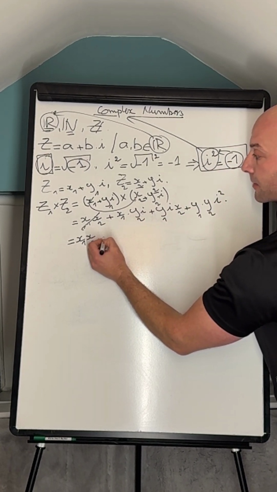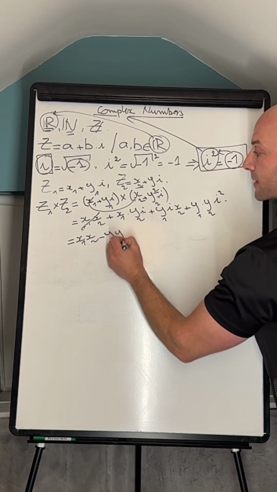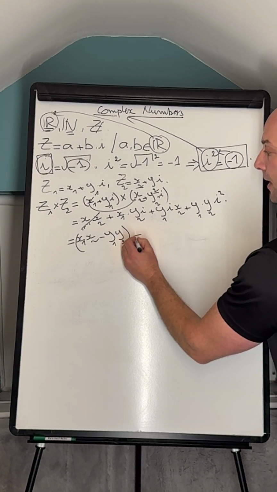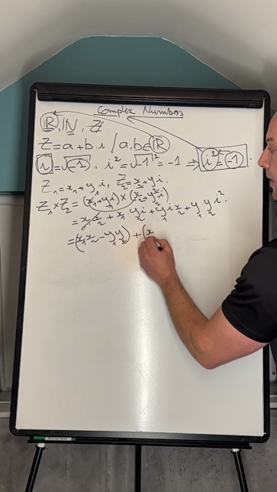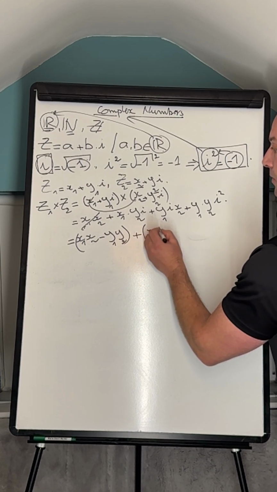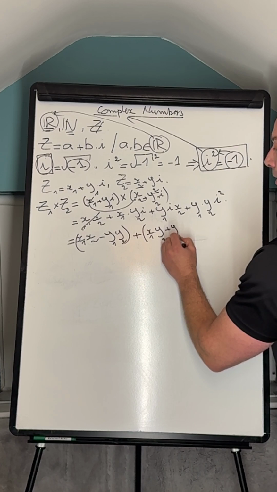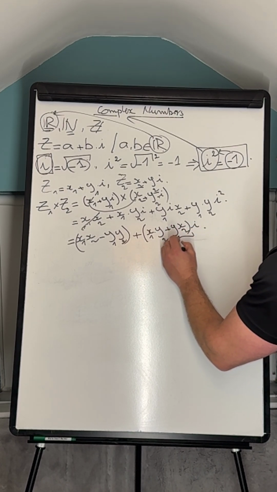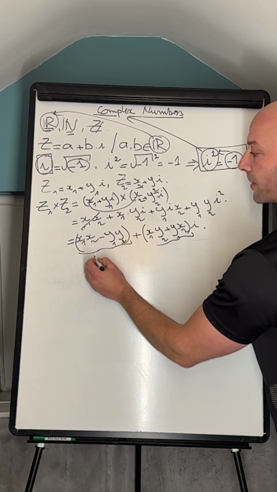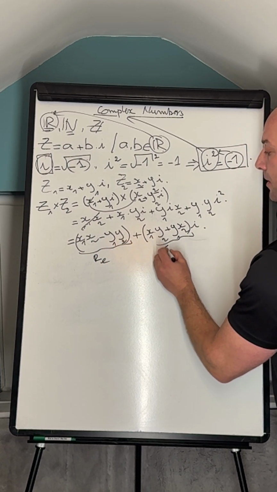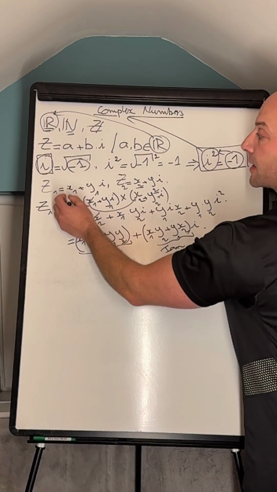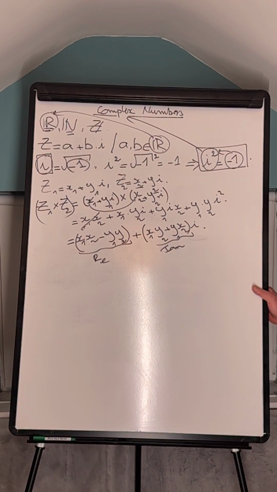We can write this as minus y1 times y2. This is the real number, plus x1 times y2 plus y1 times x2, times i. And this is the real number and this is the imaginary number. This is basically how to do the multiplication between two complex numbers.